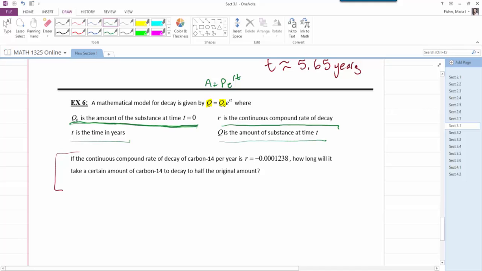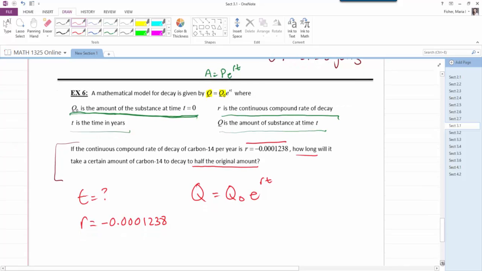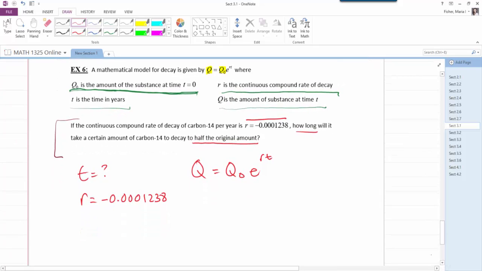So let's go ahead and try to answer number 6 now. Number 6 says, if the continuous compound rate of decay of carbon-14 per year is r = -0.0001238, how long will it take a certain amount of carbon-14 to decay to half the original amount? So how long lets us know that we're looking for t. So t is going to equal question mark. And again, we have Q = Q naught e^(rt). We know r is our rate. It's given as -0.0001238.